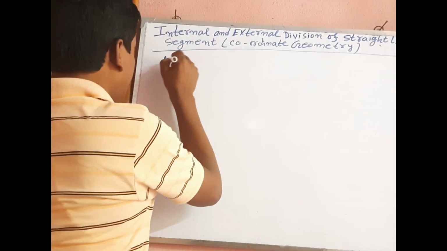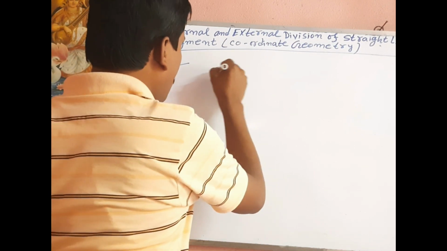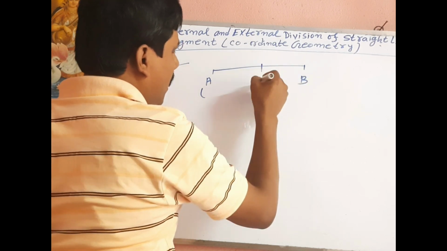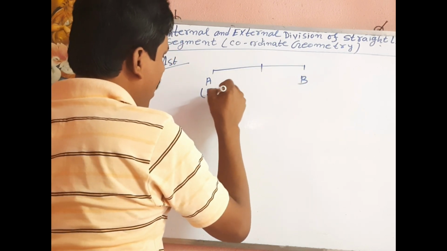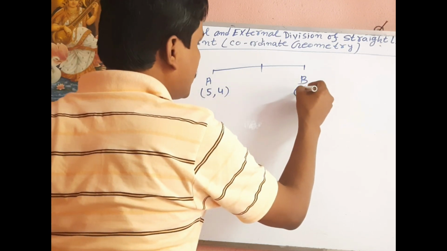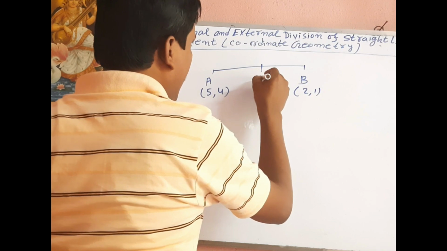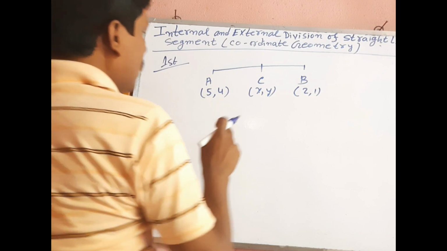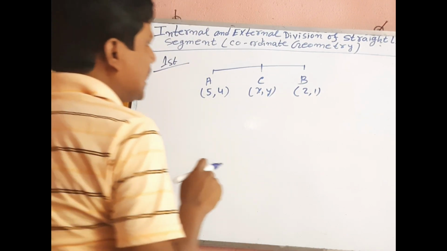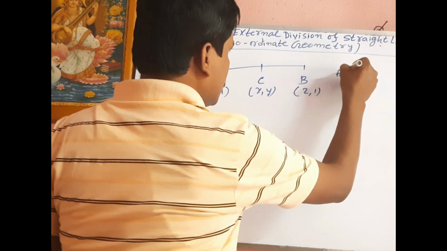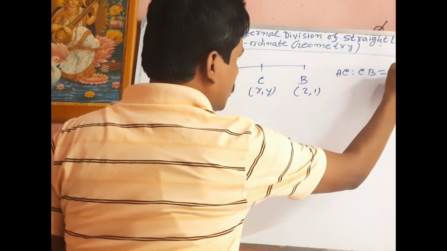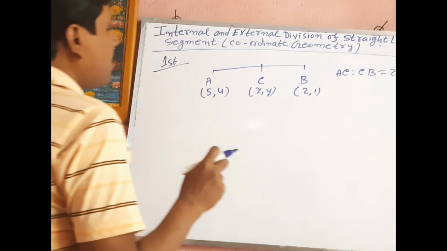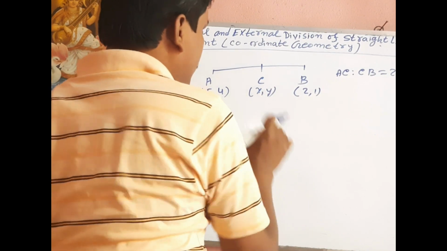The first example of the day: suppose a point A and a point B, the coordinates of A are 5, 4, and the coordinates of B are 2, 1, and another interior point C is there. This is an example of internal division, and AC is to CB is equal to 2 is to 1. So using the internal division formula, find the value of x and y.